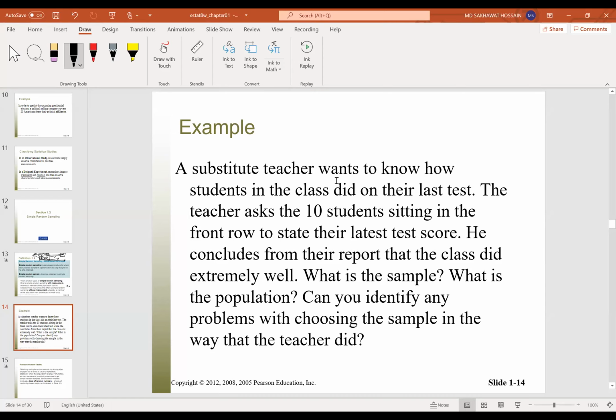So here we actually have several questions. A substitute teacher wants to know how students in the class did on their last test, and the teacher selected 10 students sitting in the front row. So remember this, sitting in the front row. He concludes from their report that the class did extremely well. So what is the sample here and what is the population here? And do we identify any problems with choosing the sample in the way that the teacher did? So what should be the answer for the first question? What is our sample in this case?